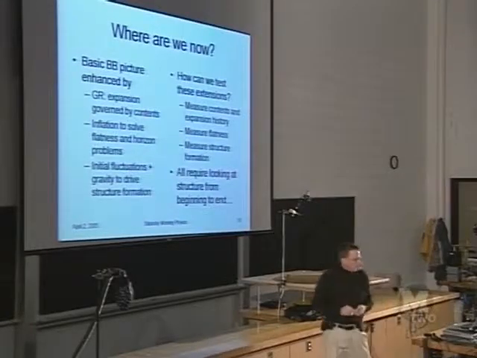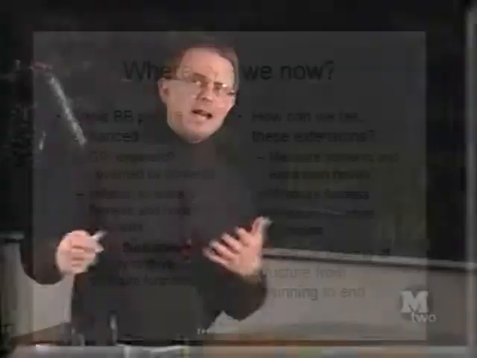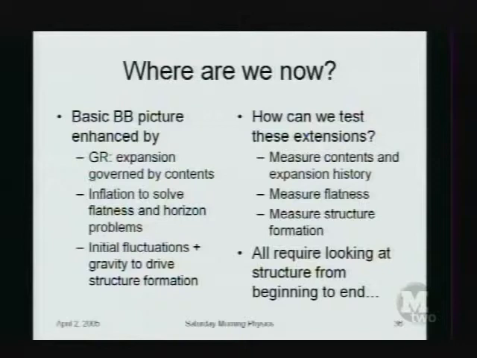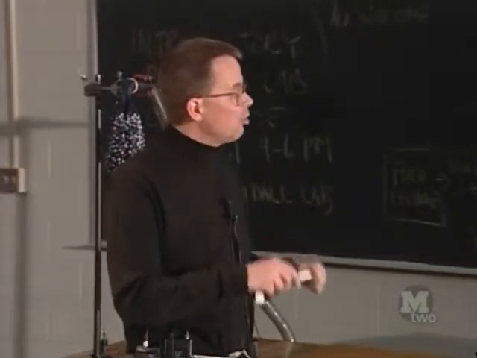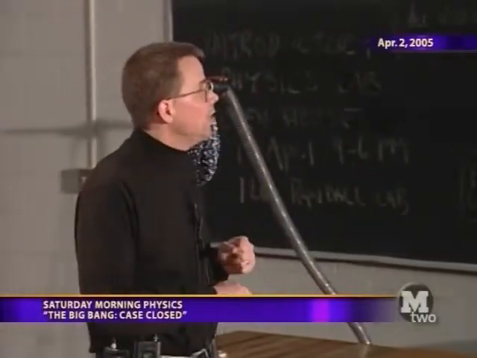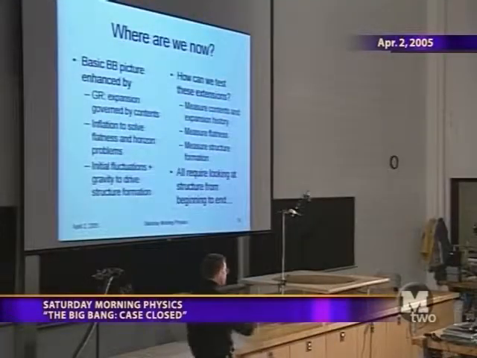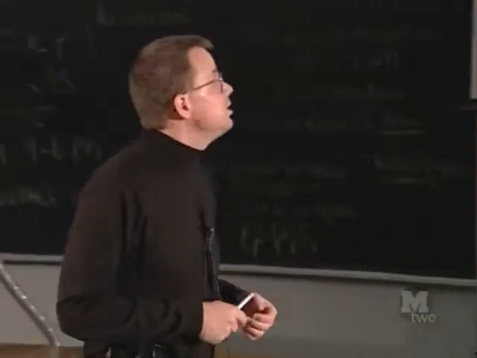Okay, so where are we now? We started with this basic Big Bang picture, and we enhanced that picture by adding a theory to explain the evolution of the universe, this general relativity. To that theory, we had to add a couple more elements. First of all, we had to add this idea of inflation to solve the flatness and horizon problems. We added that idea, and it predicted that the universe must, in fact, be flat, that the density must be the critical density. We also added to the picture a theory for the structure formation, which says that there are some initial fluctuations, very small, which grow by gravity to be what we see today.